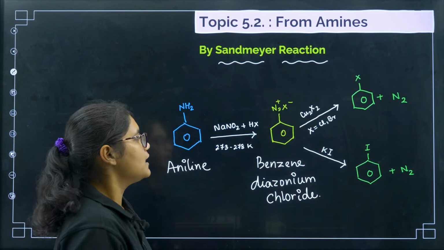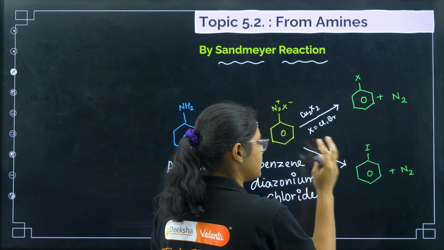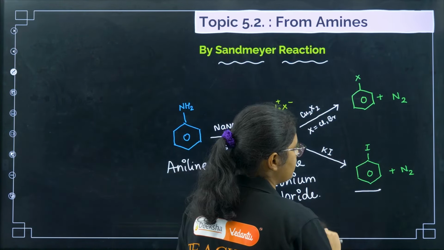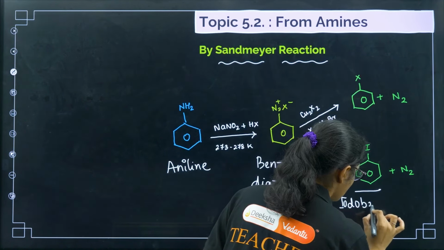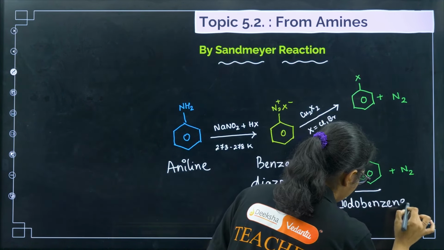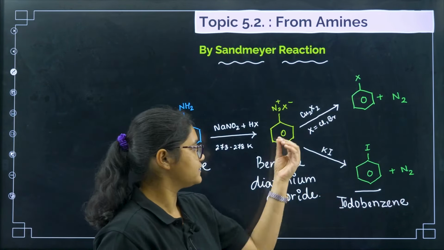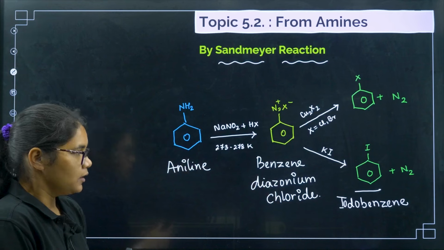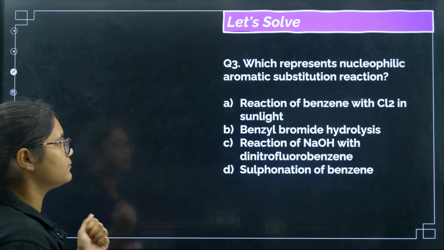Now to get iodobenzene, we do not need copper, we can directly react with KI. So to get iodobenzene, we react with KI, and to get chlorobenzene or bromobenzene, we react with Cu2X2. Clear? Now the preparation methods are done. Let us do some questions.